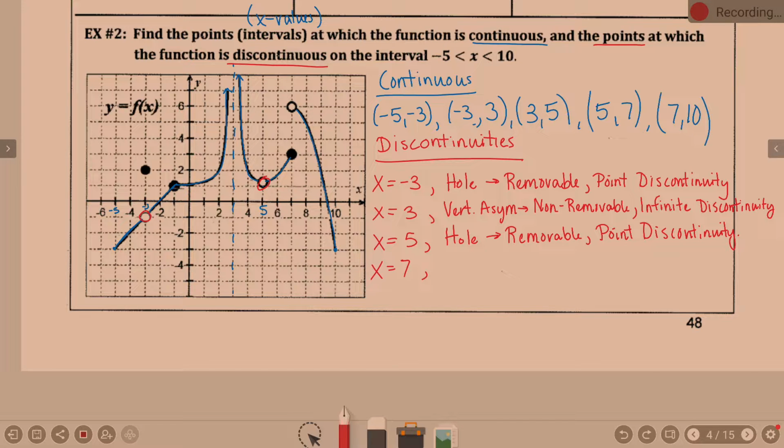X equals 7. What do we have happening at 7? Okay. That is a jump discontinuity. Not something we talked about really in pre-calc, is it? Removable or non-removable? And that's what I stress, because I have to stop and think about that one too, because I'm so used to teaching pre-calc, and we don't talk about what kind of a jump discontinuity.